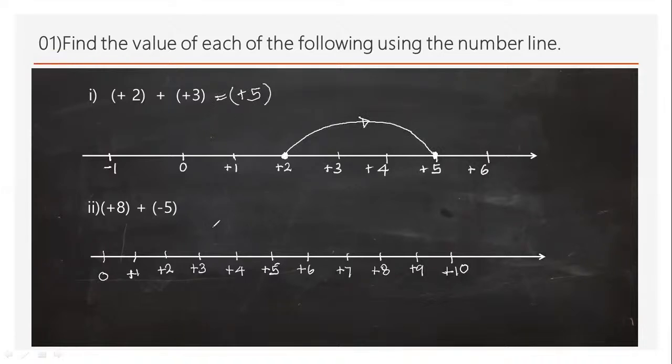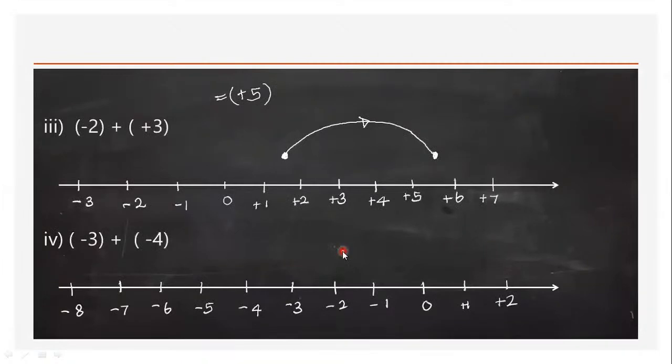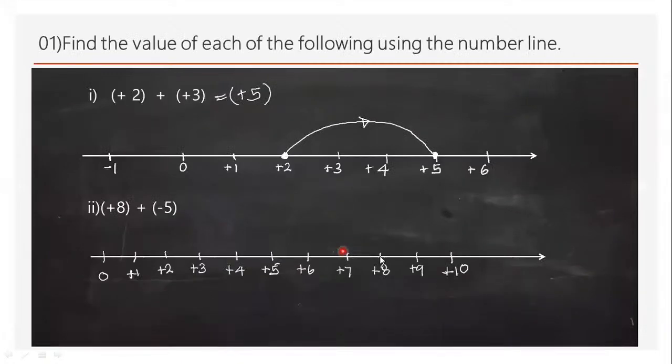Now second question. Plus 8 plus minus 5. Look at the position of plus 8 here. Here is the position of plus 8. Plus minus 5: here the direction has changed to the other side. Minus 5 means start from plus 8, 1 place, 2 places, 3 places, 5 places towards the other side. Then the answer is plus 3.